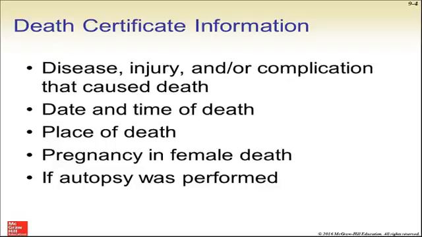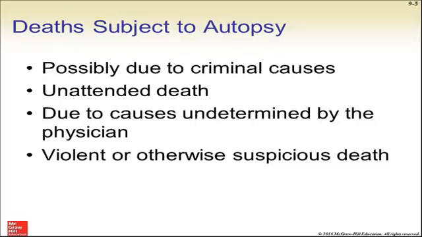So let's talk about deaths that could be subject to autopsy. Anything that's possibly due to criminal causes obviously would have an autopsy. An unattended death where no one was present when the person died, sometimes that will lead to autopsy. Due to causes undetermined by the physician, if the physician can't figure out why the person died, then we need to investigate further. And obviously violent or otherwise suspicious death. So a medical examiner, who is frequently a pathologist, may order and perform an autopsy.